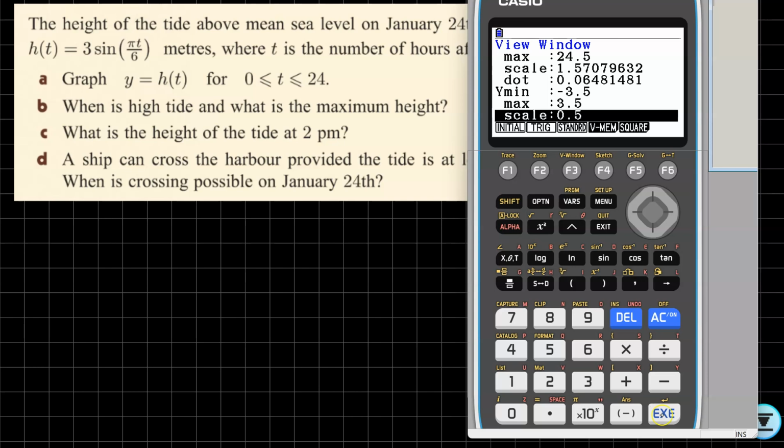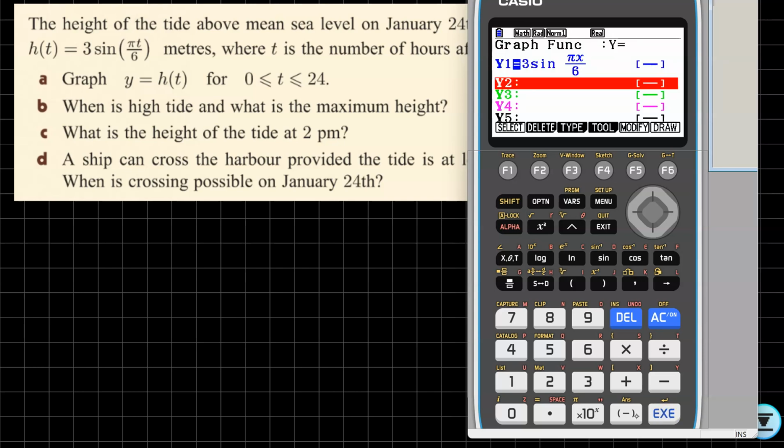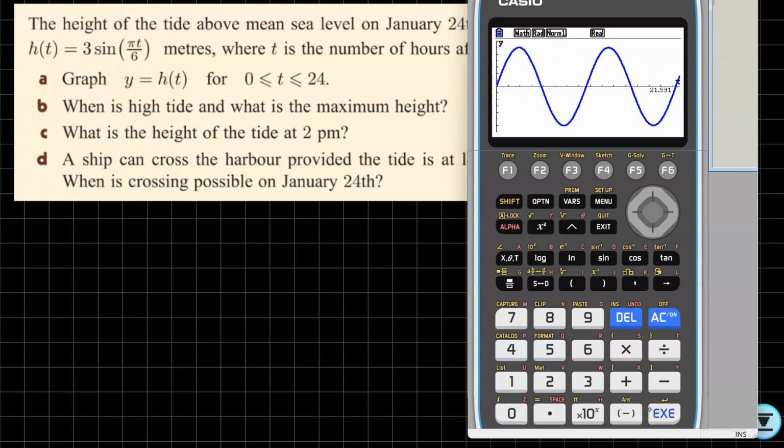So I now press enter, and I can press enter again, and I get a beautiful sine graph. And as we've read the question, it's representing the tide above the mean sea level on January. Now, obviously, some of these equations are going to get trickier, although not that bad. But when is the high tide and what is the maximum height? So how can I find the maximum?